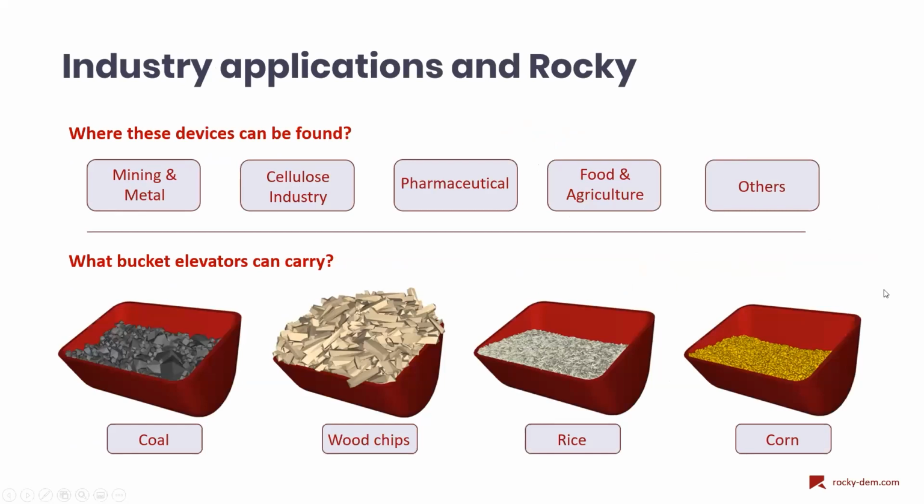Now we can jump into the bucket elevators' industrial applications and how they can be modeled inside Rocky. Bucket elevators can be found in many industries such as mining and metal industry for coal and ores transportation, inside the cellulose industry for shredded wood and wood chip transportation, in pharmaceutical for raw material and additives transportation, for food and agriculture industry, for seed and grains transportation, as well as for other industries.